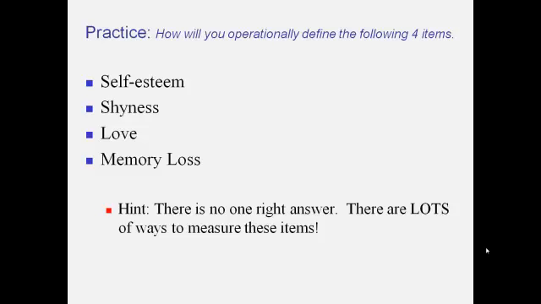So how would you operationally define the following: self-esteem, shyness, love, memory loss? And really the hint is there's no one right answer. There are lots of ways to measure these items. So as an exercise, why don't you write down 3 operational definitions of self-esteem, 3 operational definitions of shyness, 3 operational definitions of love, and 3 operational definitions of memory loss, just to get you the practice of seeing how they're measured.